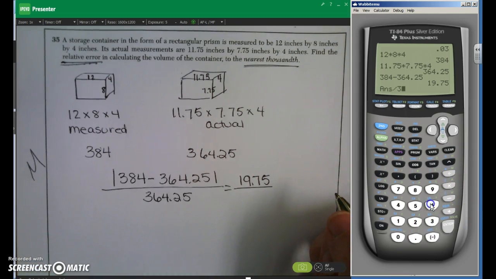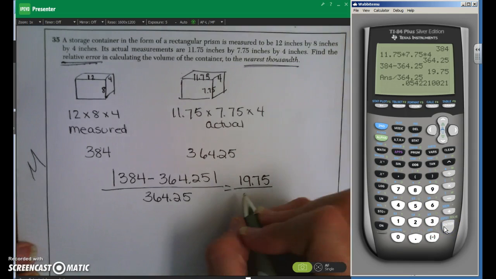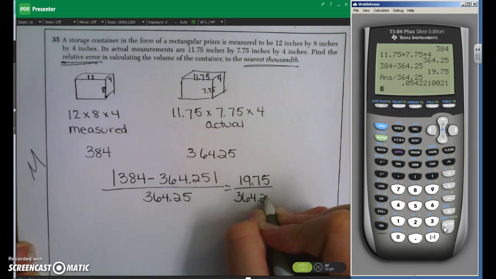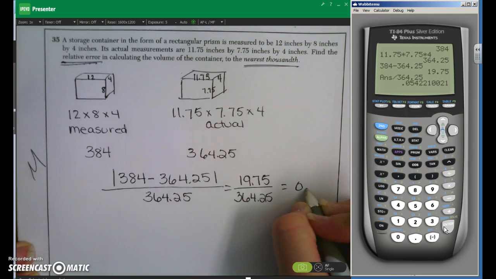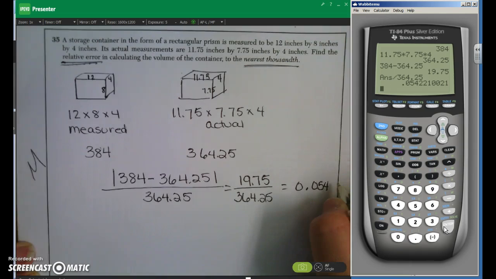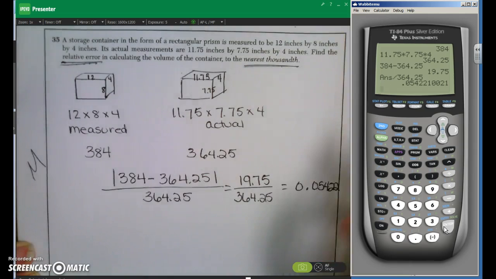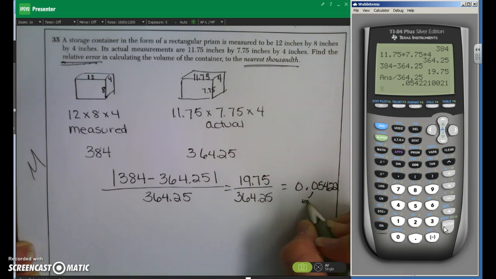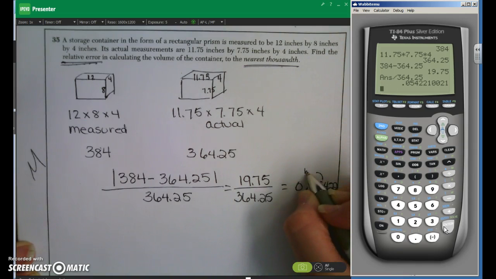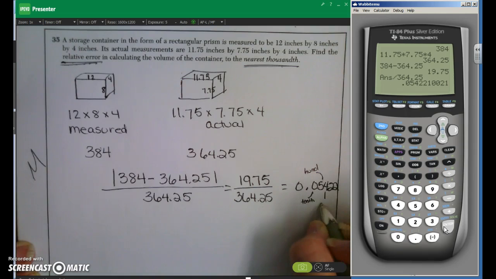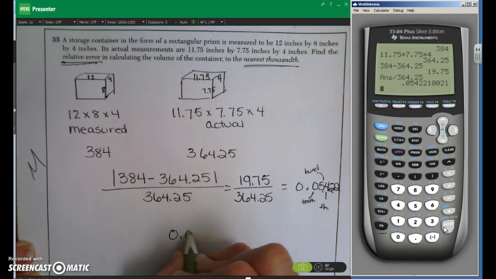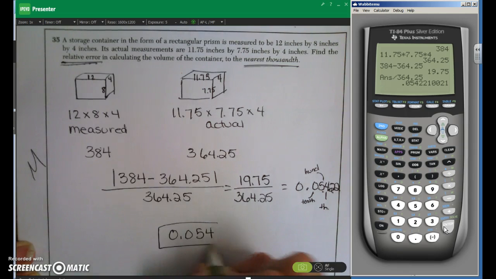I divide that by the actual. I get 0.05422. It wants it to the thousandth. This is the tenths. This is the hundredth. This is the thousandth. I look at this next one, the 10,000th, because it's 4, less than 5, I know this stays the same. So this is my relative error.